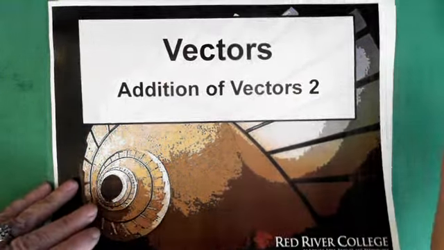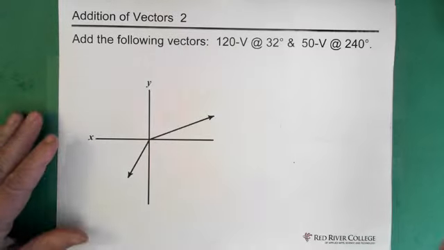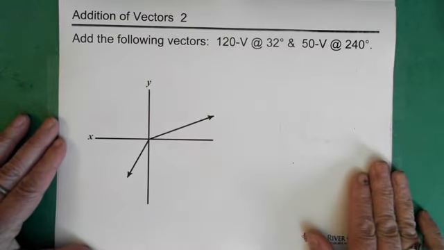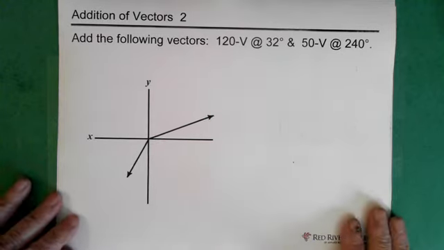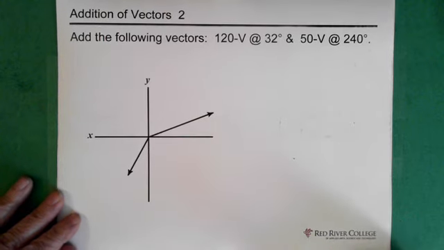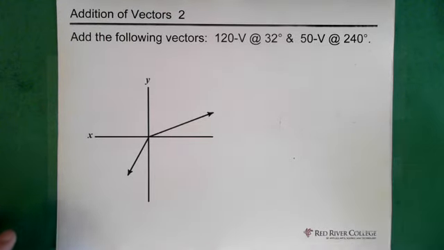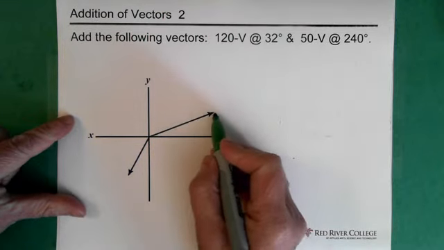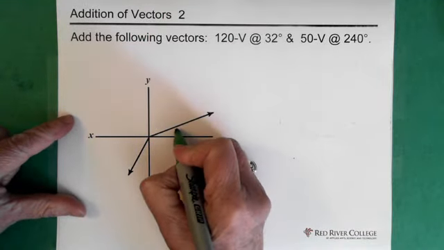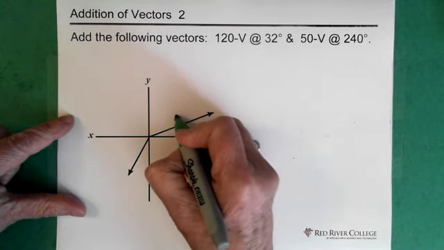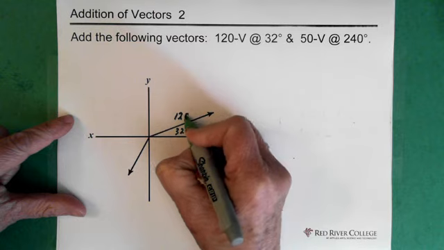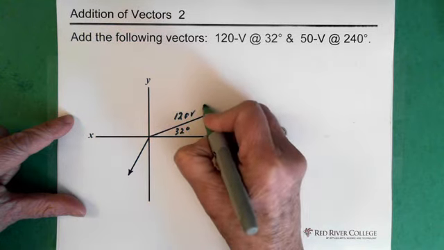This video is on the addition of vectors, basically a second video on the addition of vectors. So here we have two vectors, 120 volts at 32 degrees, which is here. So there's our 32 degrees and our 120 volts, and let's call this vector A.